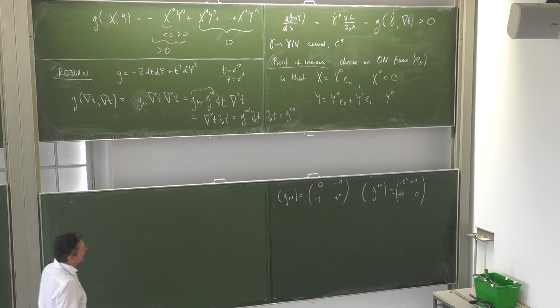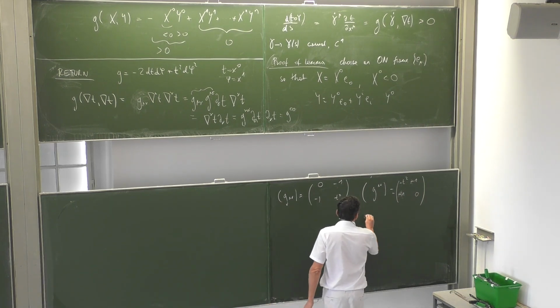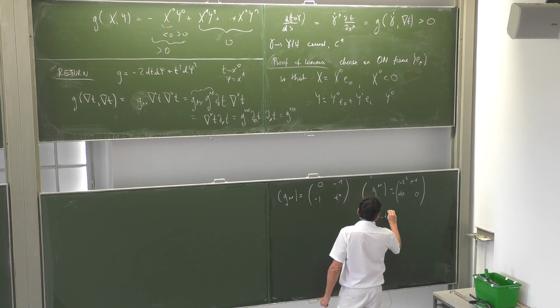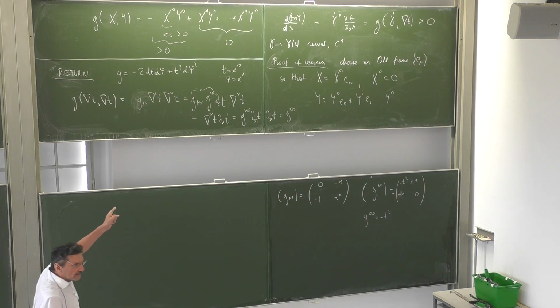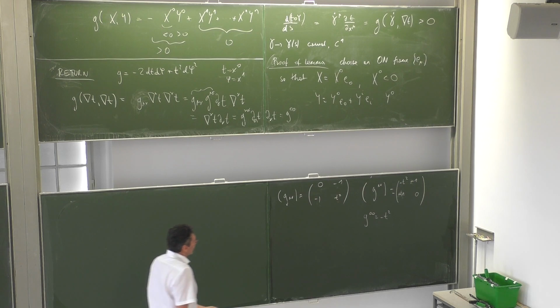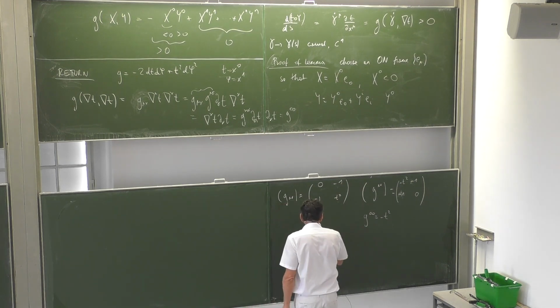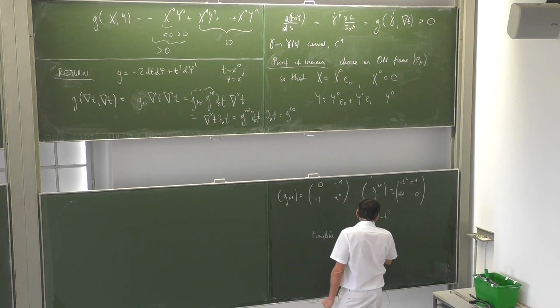So this is the inverse matrix, which means, and that's what we want, that g00 is minus t squared. And so the gradient of t is time-like, except that t equals 0, right? So time-like, except that t equals 0.